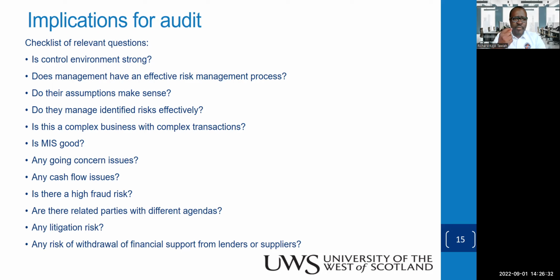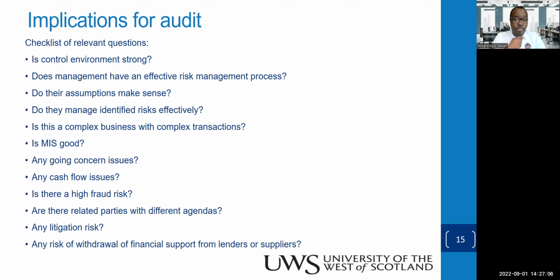Is there a strong control environment? Does the management have an effective risk management process? The assumptions underlying their risk management strategy. Sometimes you hear RMP, formal RMP, risk management plan that they have in place. The assumptions they have set. Does it make sense? Okay. Have they managed this risk effectively? Did they transfer some? Was it transferable? Does it make sense? Couldn't they have tolerated it?